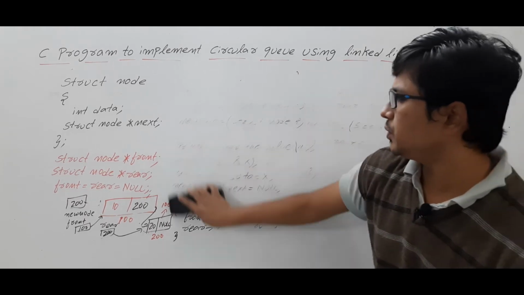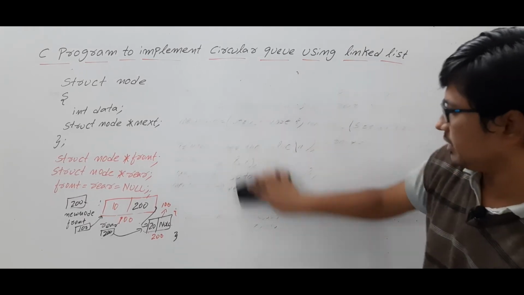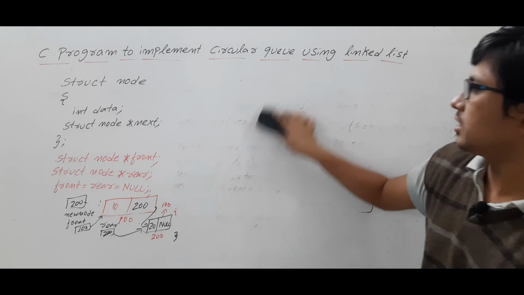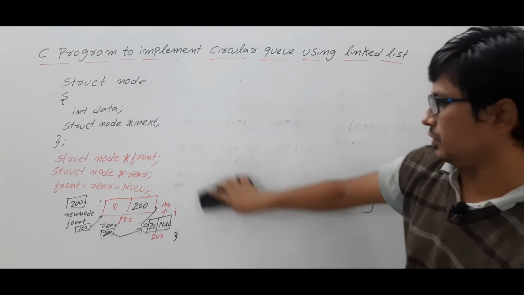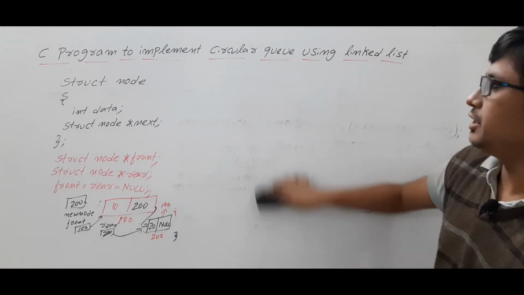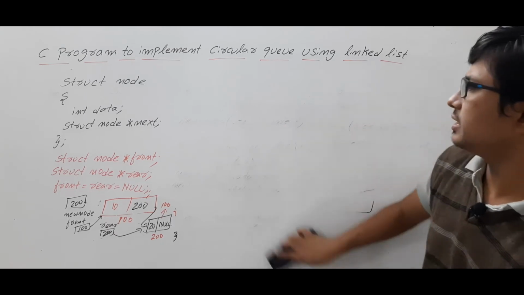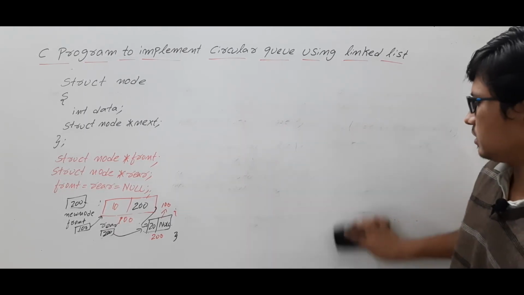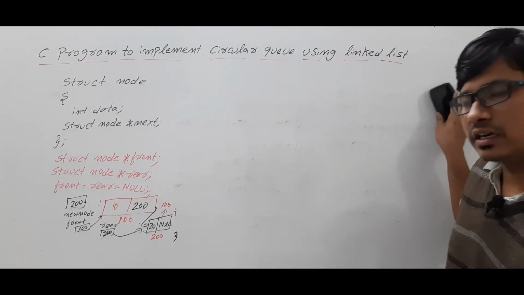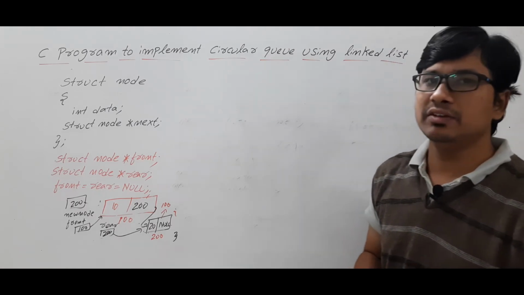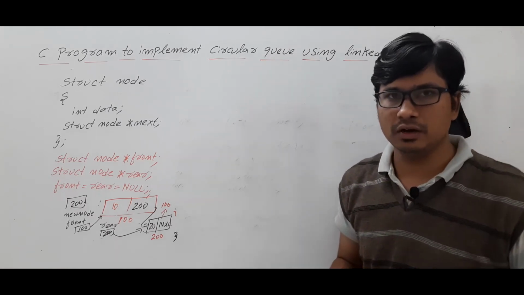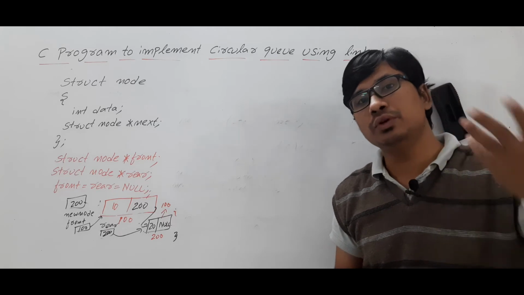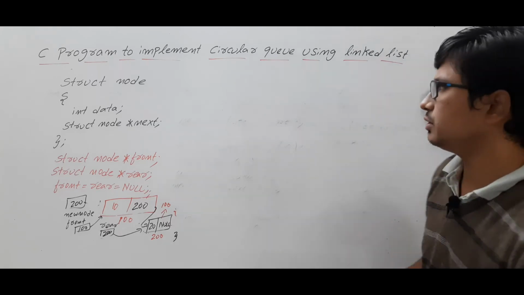What is meant by dequeue? Deleting an element from the circular queue is called dequeue. Okay, so now we need to delete the elements. Whenever we are deleting the elements, we need to check certain conditions: whether the circular queue is empty or not, if the circular queue is having a single node or not, if the circular queue is having more than one node. All these 3 cases we need to look at.